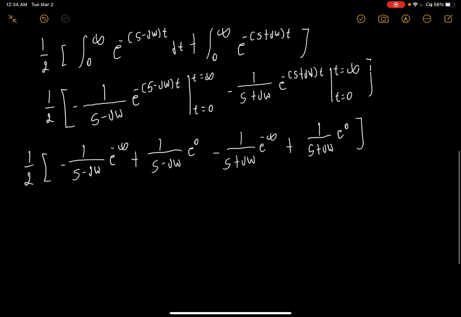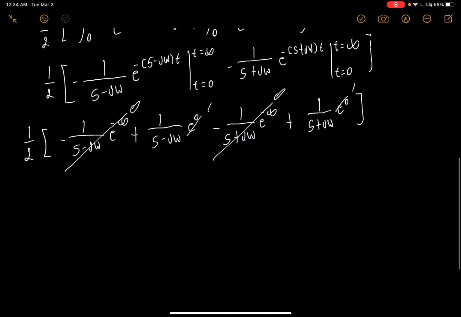So now, e to the negative infinity is going to go to 0, and e to the 0 is 1. So it's going to be 1, it's going to be 1. So what we have left is 1/2 times 1 over s minus j omega plus 1 over s plus j omega. That's what we have.